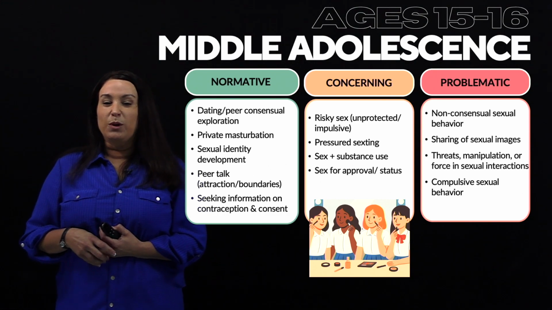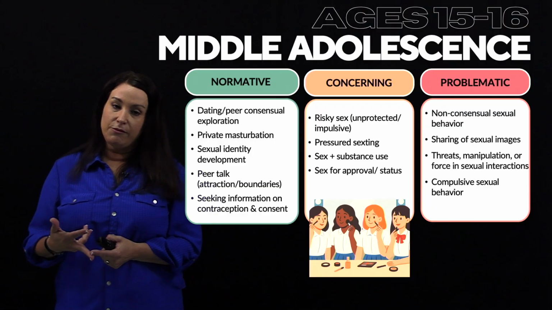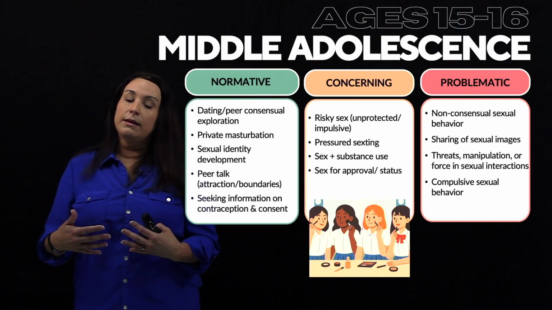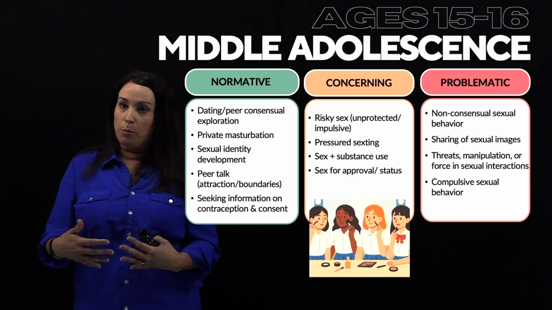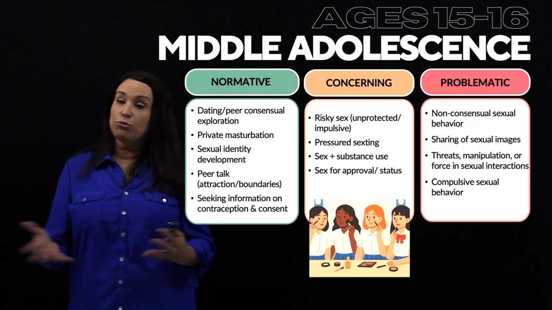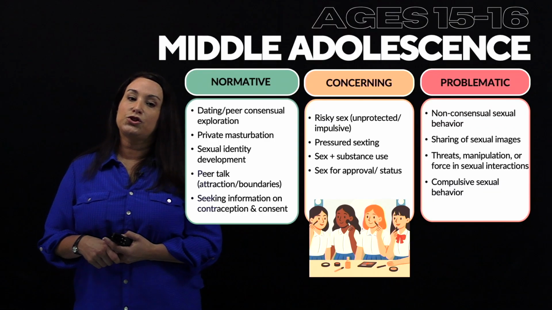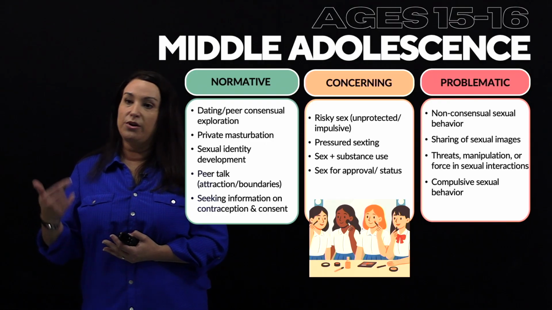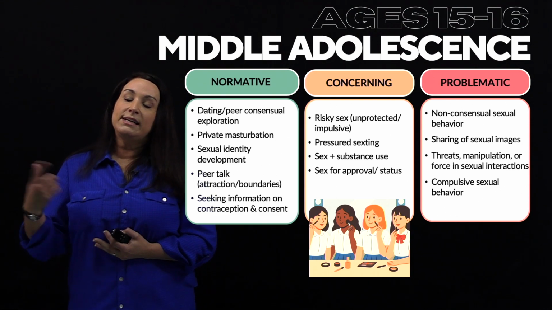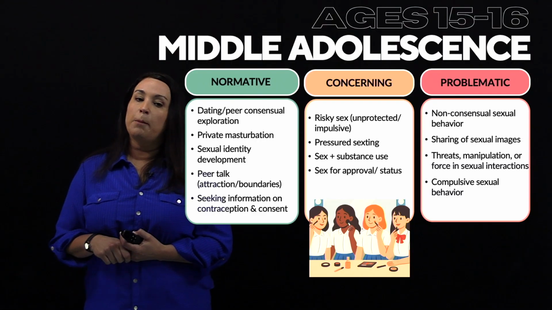Concerning behaviors would be risky, promiscuous sexual behavior, so unprotected or impulsive behaviors. A lot of times this comes down to a family's value system, and you really want them to respect their own bodies and not allow access to others who don't deserve it. Pressured sexting is also a concern, so looking at who your child is communicating with and how is important. If the child can't say it to you or doesn't want you looking at it, they shouldn't be doing it, is a good rule of thumb.